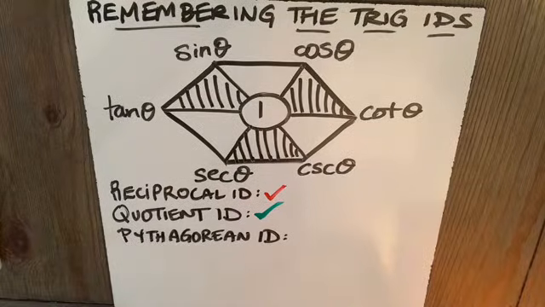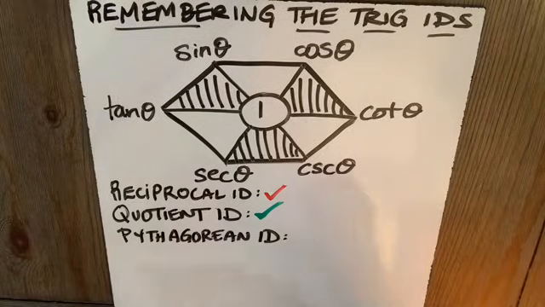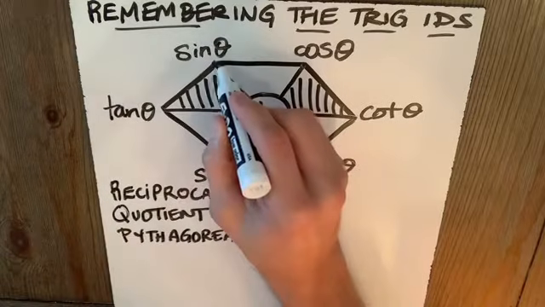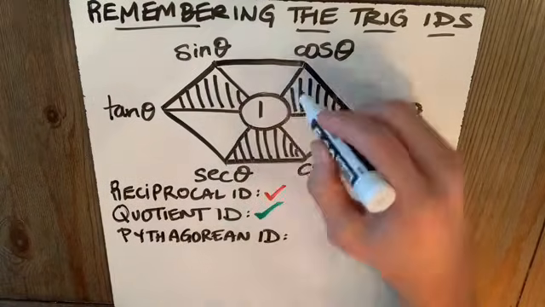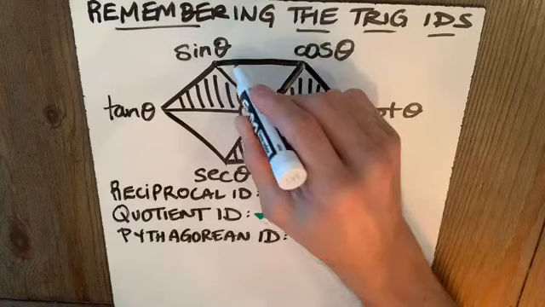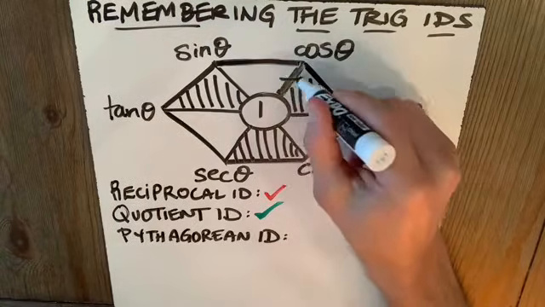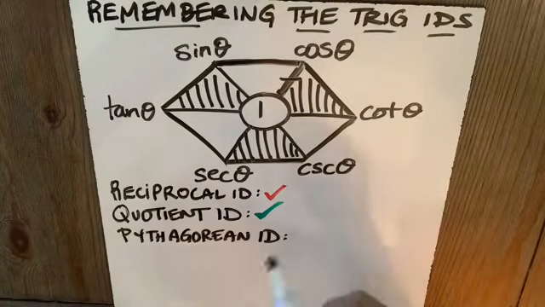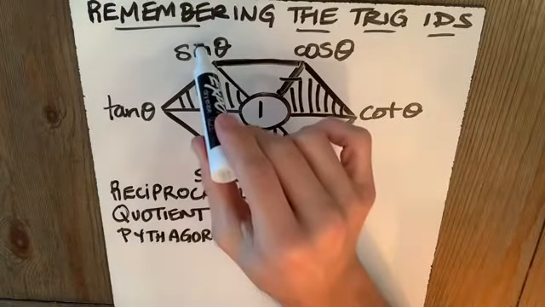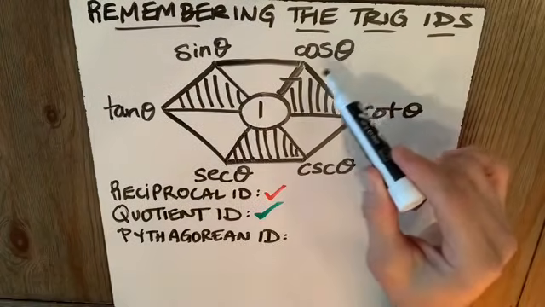And the last one, Pythagorean identities. That one's a little bit more difficult to see. We have to follow the 7s. So take a look at this 7 here. And you see that that looks kind of like a 7 if that's the base of the 7? Well, here it is. You just have to remember to square them. Sine squared theta plus cosine squared theta equals 1.